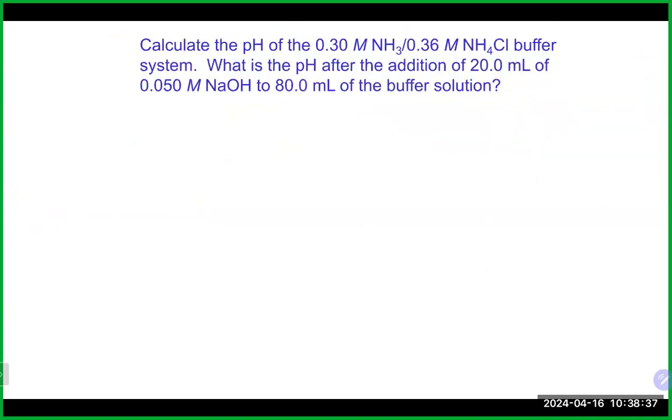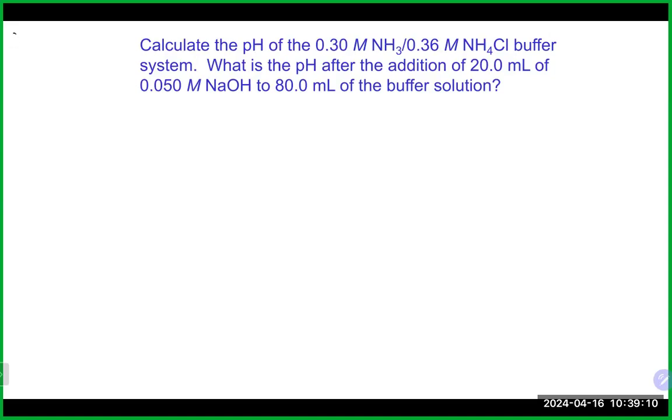All right, so let's try one here where we're not going to keep the volume the same. We want to calculate the pH of this 0.3 molar ammonia and 0.36 molar ammonium chloride buffer. And then after we get the pH of that, we want to know what will be the pH if we added 20 milliliters of sodium hydroxide to 80 milliliters of the buffer. So take a moment, we're looking for two answers here, before and after we add the sodium hydroxide.